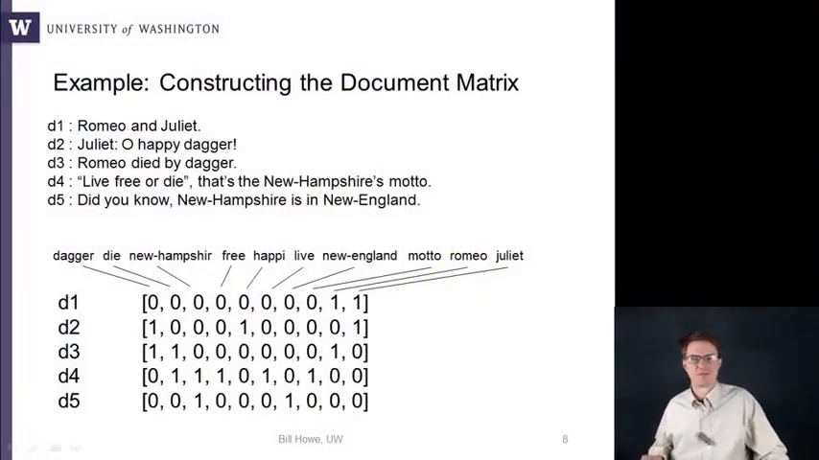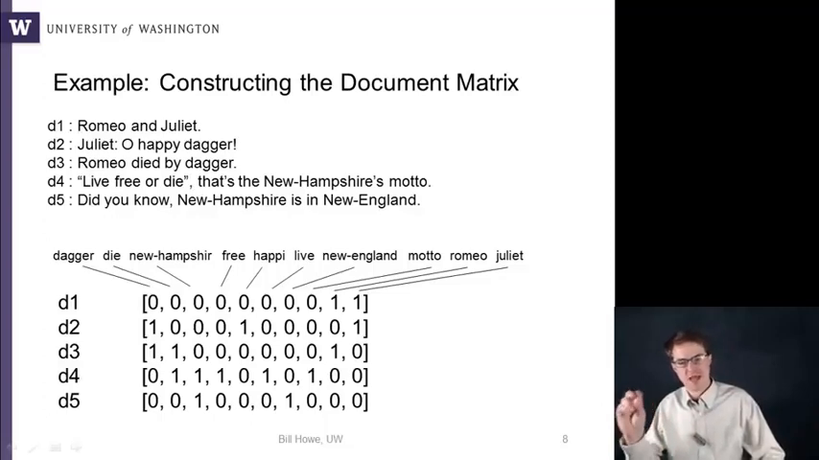Imagine you had 5 documents that were just represented by these simple phrases here. So document 1 is just the phrase Romeo and Juliet. Document 2 is Juliet, oh happy dagger. Document 3 is Romeo died by the dagger, and so on. Well, with some stemming and some normalization of the terms, we could associate a column of data with each one of these terms, and each document is in a row in this table or matrix, and we put a count in each position for the number of times that term appears in the documents. And again, you've seen this in a couple of different assignments now.